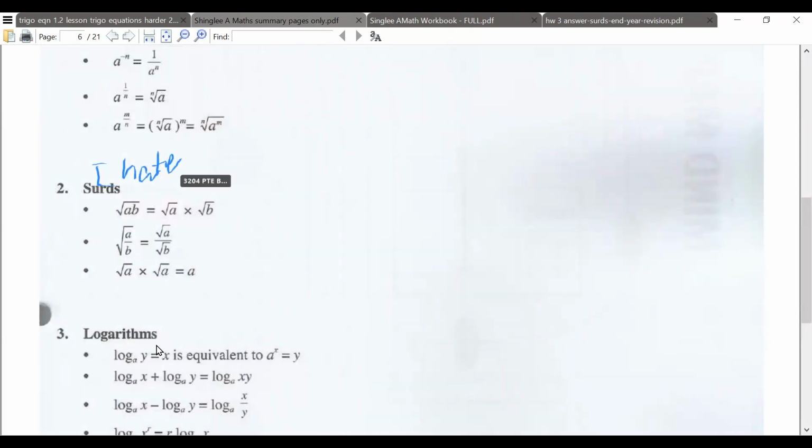Surds also, we did a lot of practice. I think you know it by now. The square root of a product can be the product of the square roots. The square root of a quotient is the quotient of the square roots. Surds. You'll be seeing more surds later when you go into a topic called trigonometry.